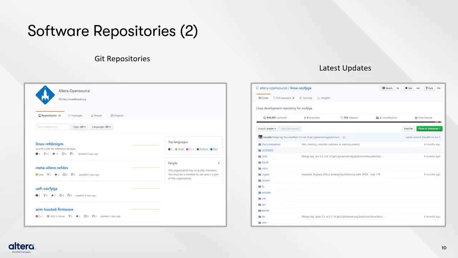Here you see a sample of the various Git trees that are available as well as a screenshot of the Linux development repository. Notice that updates happen often. Use the repositories as you would use any other read-only Git repository. You can use Git commands to clone or check out the library, or you can download zip files of the repositories using the GitHub website.